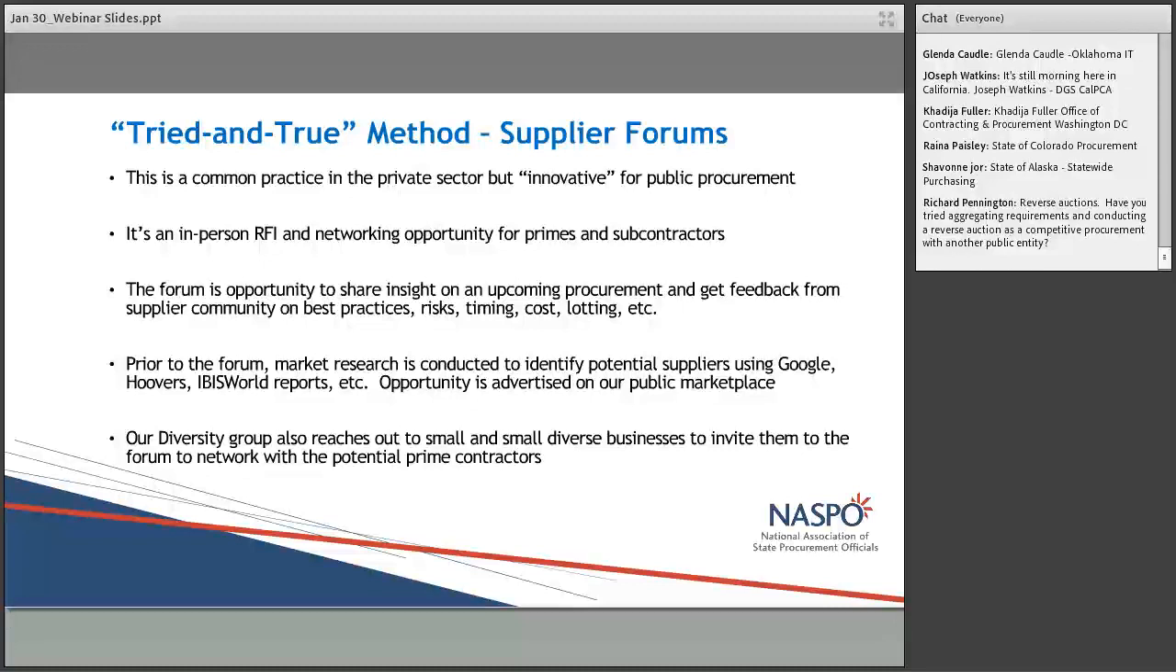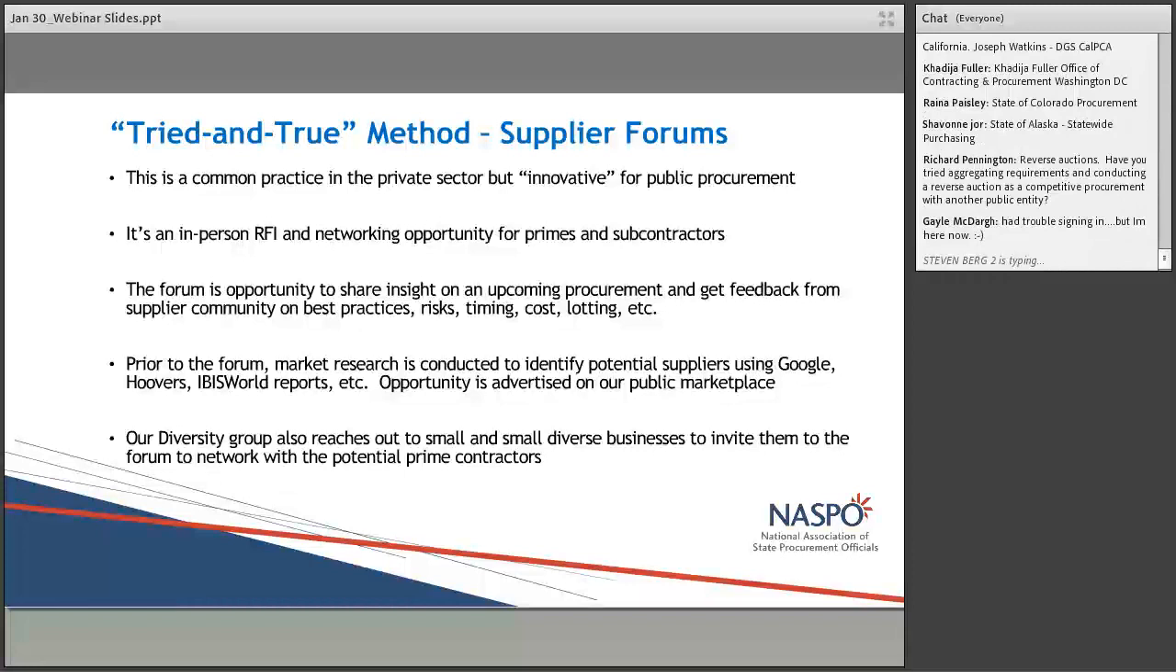So prior to doing the forum, we research the market and find out who are potential suppliers in this space. This is particularly important when we haven't done the procurement before. But even if we have done the procurement before, it's important to research and find out who are all the players in the marketplace, not just ones that have responded to our procurements in the past. And then we reach out to them.